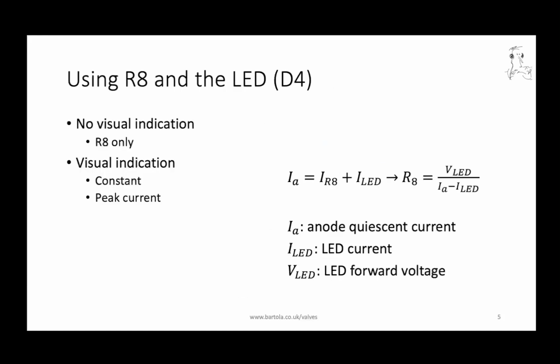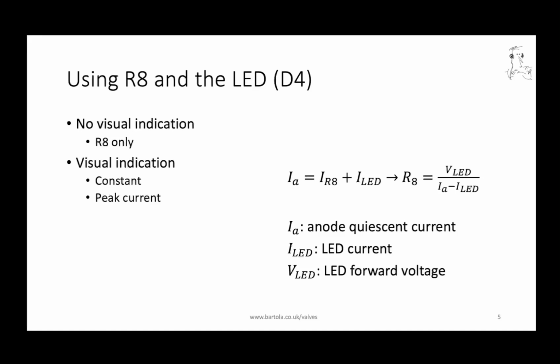So how do we calculate and how do we use this resistor and this diode? If we don't want any visual indication, we just simply fit the resistor R8 as a current limiter, and you don't need to put the LED. That's one scenario, and it's quite common. In my case, if you're going to have the board inside a chassis and you're not bothered about any visual indication, just don't put the LED and you're fine.